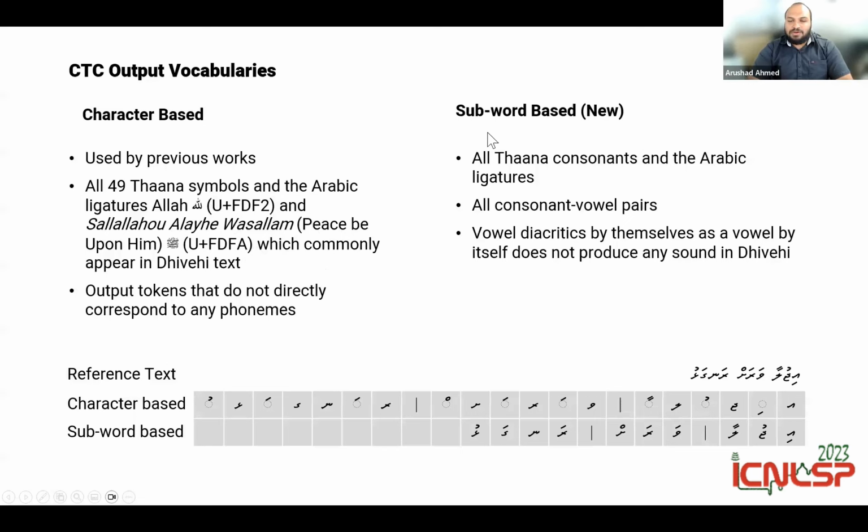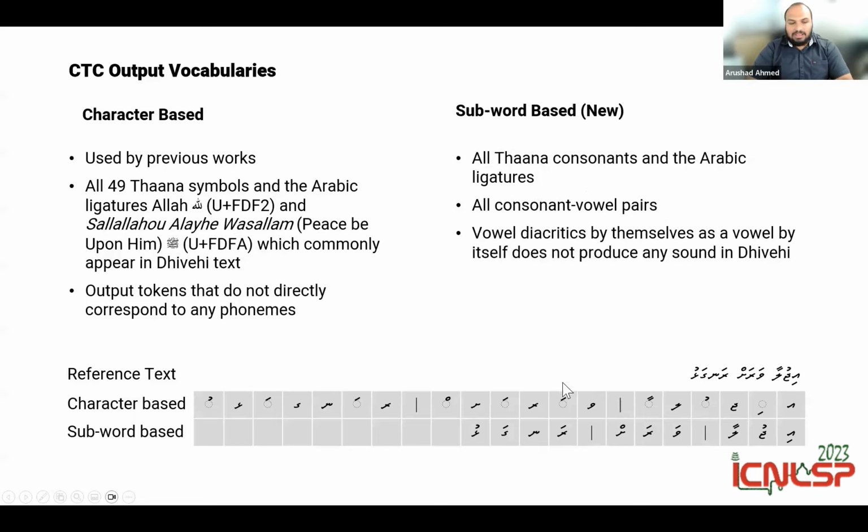So we decided to model a new subword-based vocabulary. For this vocabulary, we used all the Thaana consonants and the aforementioned two Arabic ligatures. Additionally, we included all consonant-vowel pairs. However, we decided to not include vowel diacritics by themselves, as they do not correspond to any sound.